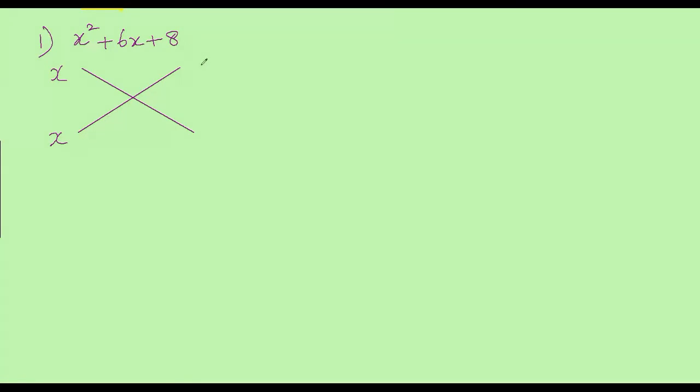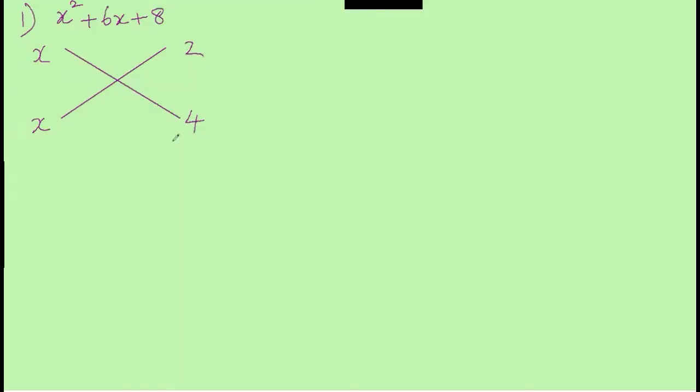Now factors of 8. The two numbers which multiply to give 8 are 2 and 4. 2 4s are 8. Now both of them should be positive because I want positive 8 after multiplying. Now we have to cross multiply these two. x times 2 is 2x. x times 4 is 4x.